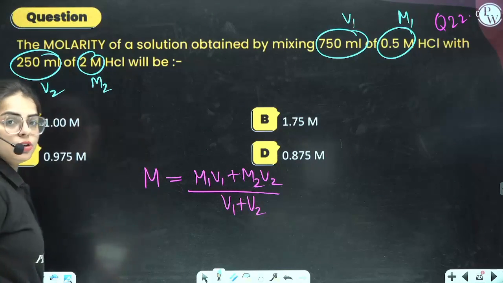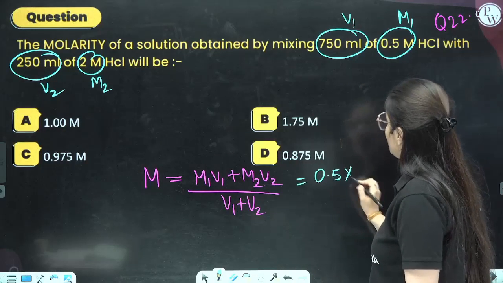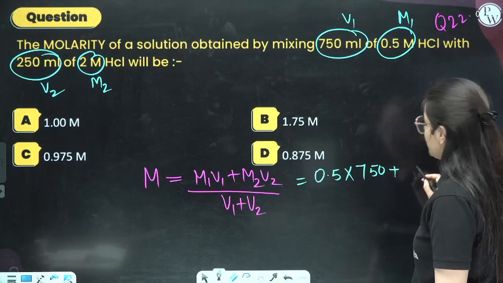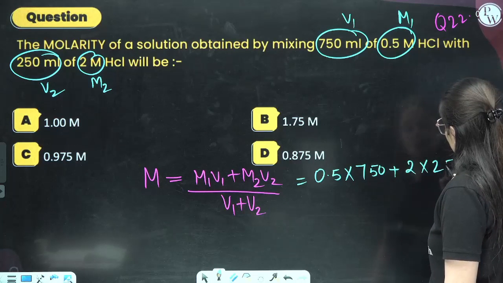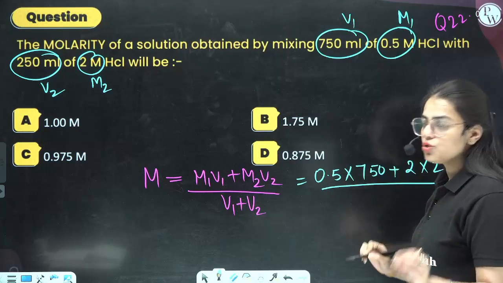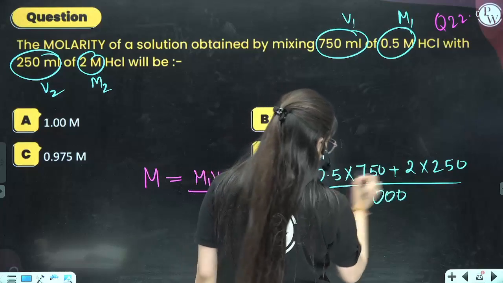So how are you going to solve it? M1 is 0.5, into V1, which is 750, plus M2, which is 2, into V2, which is 250, divided by the total volume. Total volume 750 plus 250 comes out to be 1000. So when you solve it, 10 can cancel.